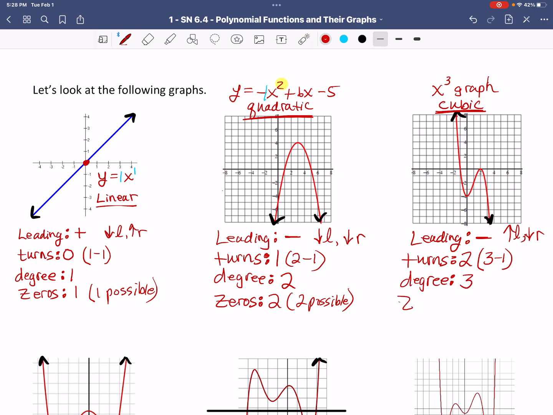Okay, and then how many zeros? Well, I've got 2 zeros. So I've got 2 real zeros, but because this equation has degree 3, there were 3 possible zeros, but it only has 2.